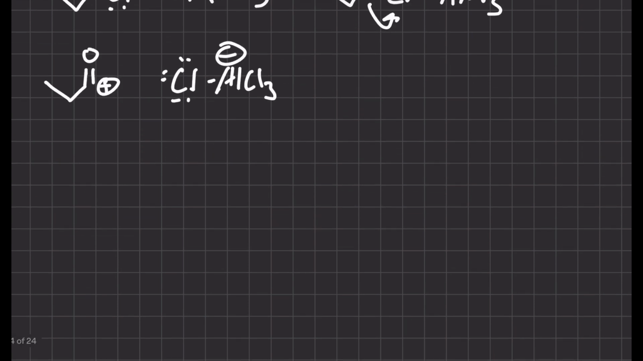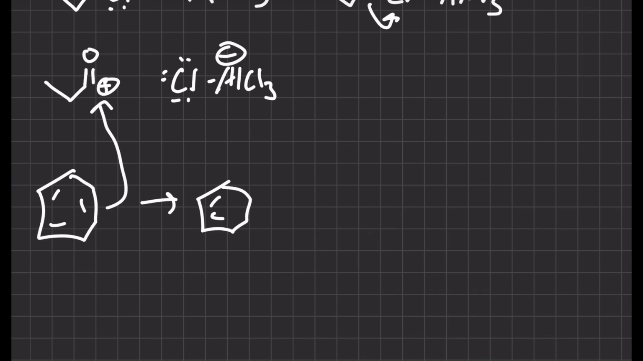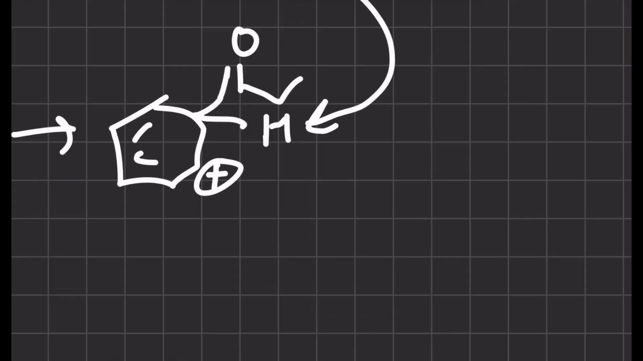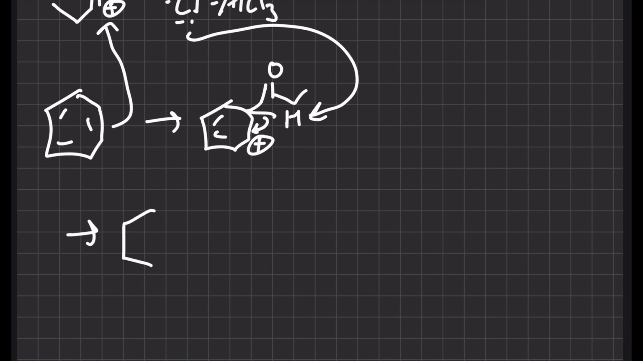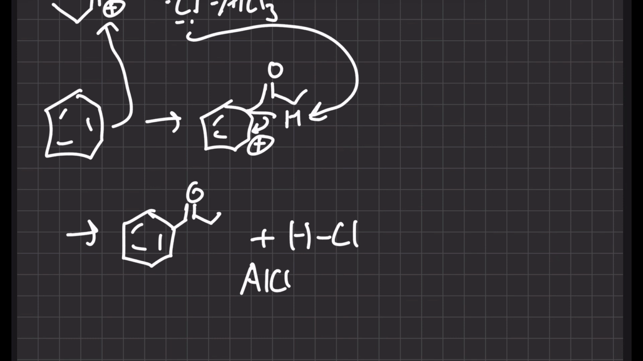Once again, we're going to have our benzene reacting. It's going to attack the carbocation right there, forming the intermediate with the cation on the end. Then we're going to have the acyl group attached. We're going to have our base abstract the hydrogen once again, regenerating our double bond. So our final product will look like this. And then we're going to have hydrochloric acid, and then regenerate our catalyst.